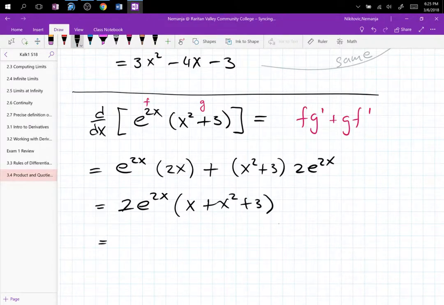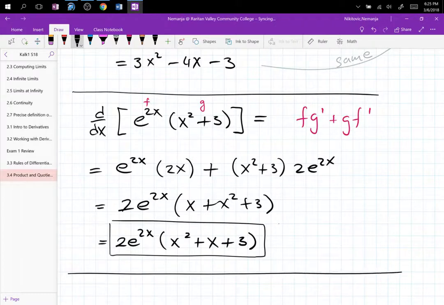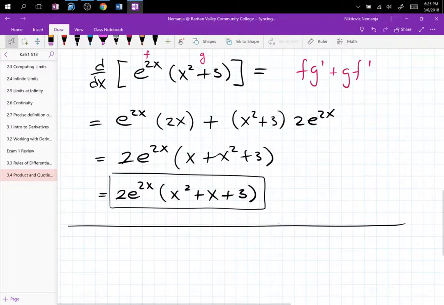So what is the simplified version? 2e to the 2x times x cubed plus x squared plus x plus 3. And that would be the simplified answer. Now, if I have to set this equal to 0, like in chapter 4, I set the first to 0, set the second to 0, and I keep computing stuff that I need to compute later on. So get used to factoring quickly.